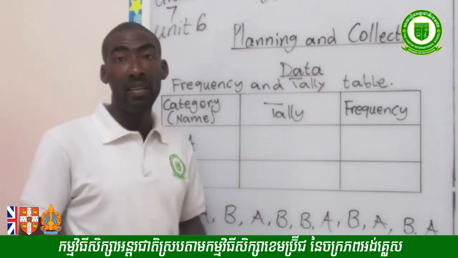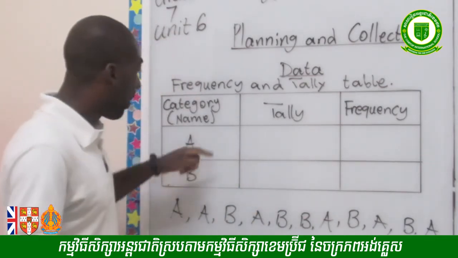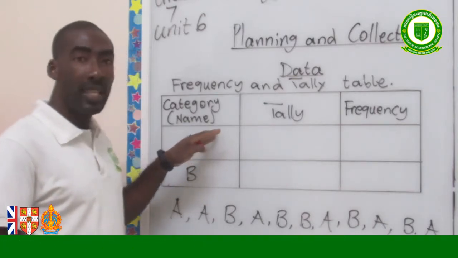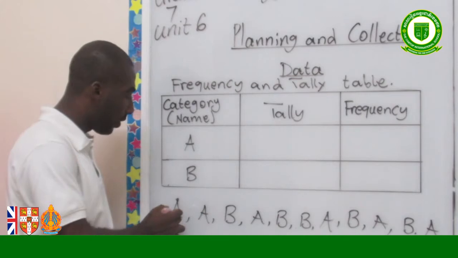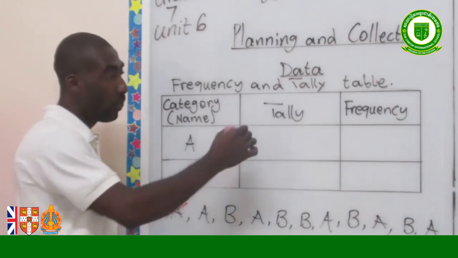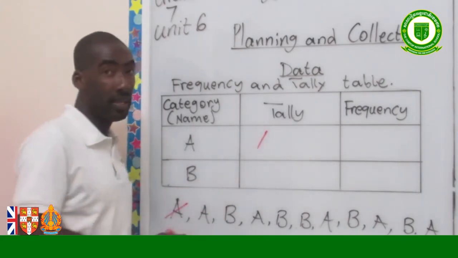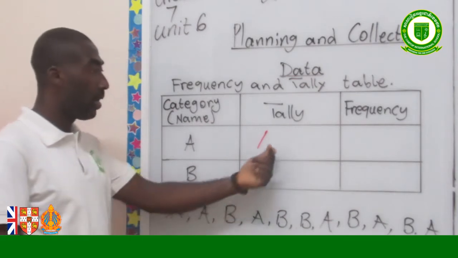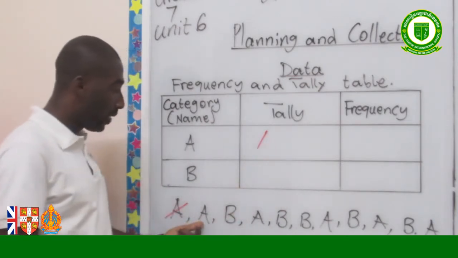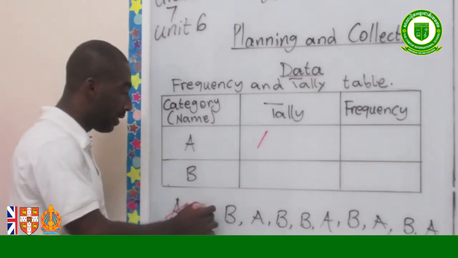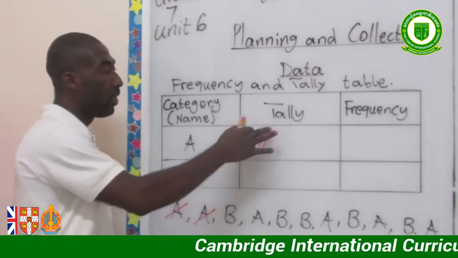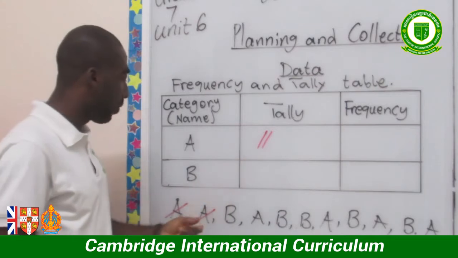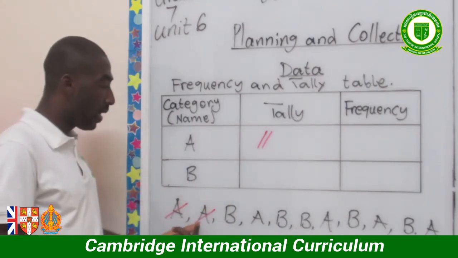We'll start with tally first. Our first item is A. So we'll check on this row. We see A here, so we cancel this A and put it on the tally as 1. So 1 A here, 1 tally here. We see another A here, so we cancel this A and put another stripe here. So we have 2 stripes here, which means we've cancelled our A.